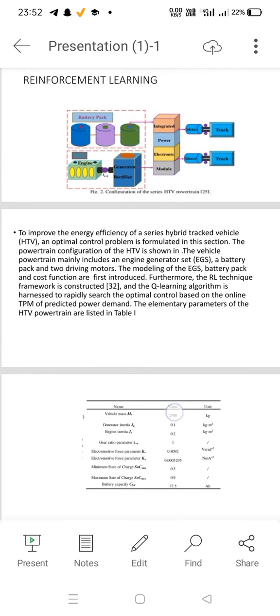Both 70 to 90% usage of battery and the remaining 10 or 20% usage of engine, etc. Now you can keenly observe the diagram here.